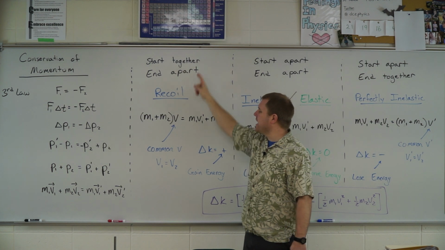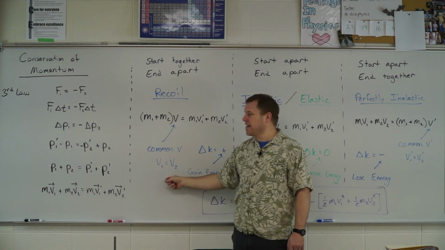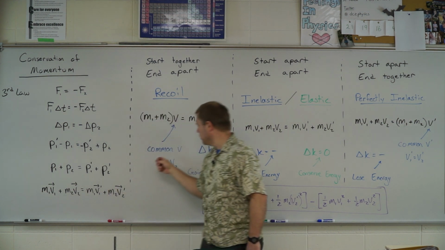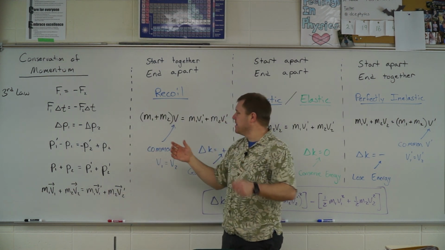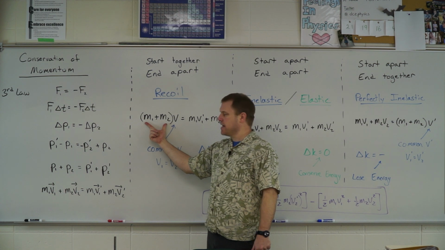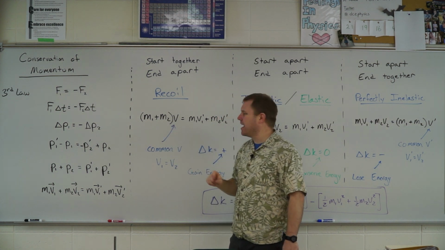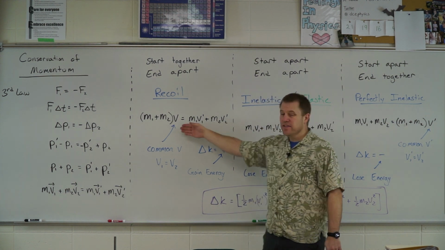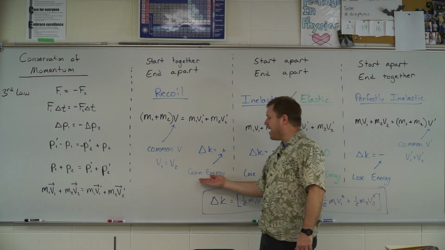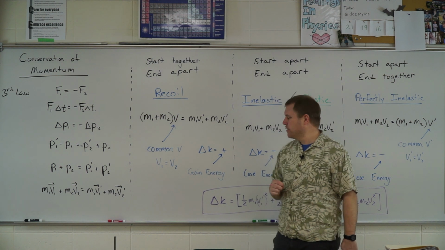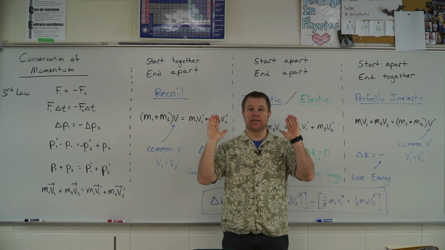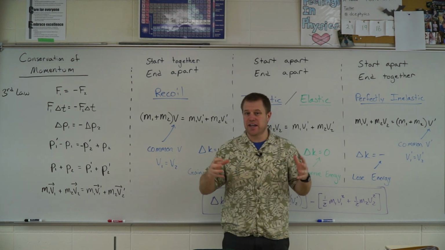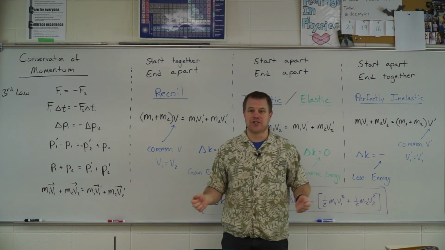Because they started together, they have a common initial velocity. So I'm going to say V1 and V2 are the same thing. I'm just going to call it V, and then I'm going to combine them together as a single mass moving with a single velocity. And again, there are arrows on these. They are vectors, don't forget that. Whenever this happens, we have energy gained. Okay, so let's go ahead, we'll walk to the back, and take a look at an example of two objects starting together, ending apart, where we gain energy.